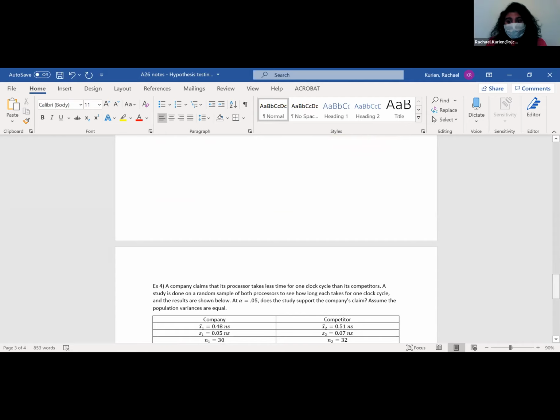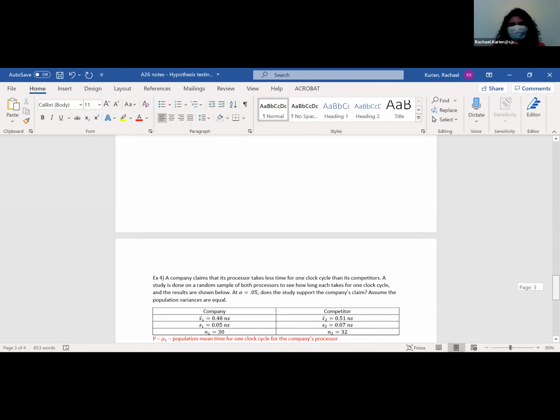Okay. Number 4, a company claims that its processor takes less time for one clock cycle than its competitors. A study is done on a random sample of both processors to see how long each takes for one clock cycle, and the results are shown below. At alpha equal to 0.05, does this study support the company's claim? Assume the population variances are equal.